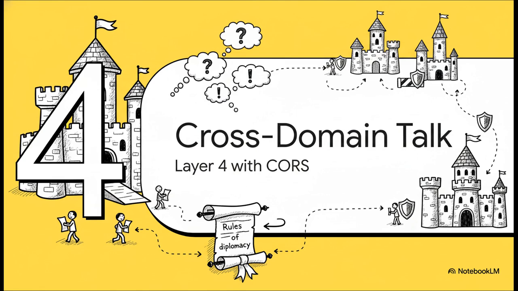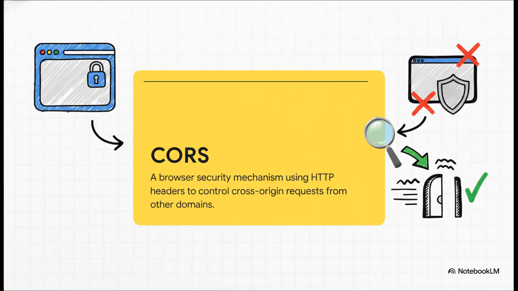Okay, our castle is secure on the inside, but it exists in a bigger world. It needs to communicate with other friendly castles, or in web terms, other domains. So, we need some rules of diplomacy to control who's even allowed to send messengers to us in the first place. By default, web browsers are super strict. They have this thing called the same origin policy, which basically prevents a script on one website from making a request to another one.